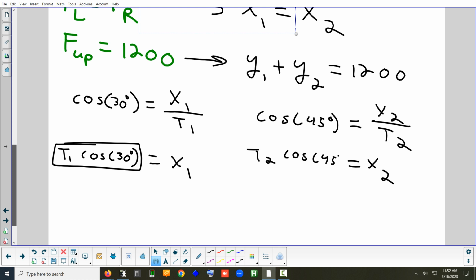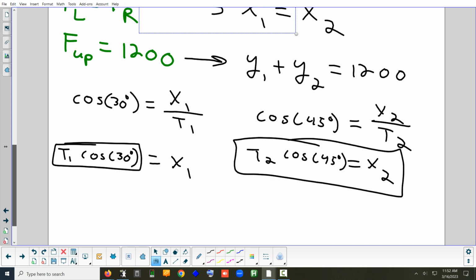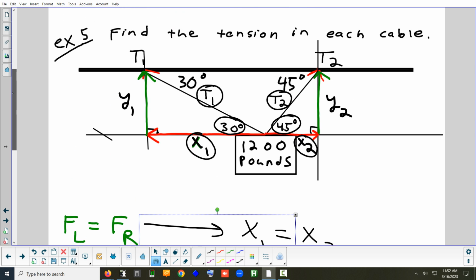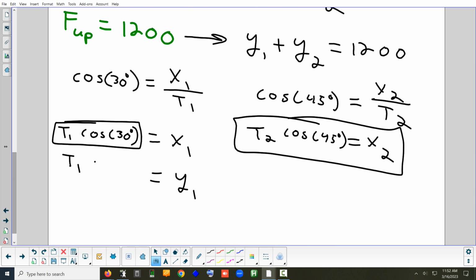Yeah. So the pattern is the horizontal is always hypotenuse cosine angle, and the vertical is always hypotenuse sine angle, without going through the whole thing. So Y1 is going to be T1 sine 30 degrees. So now we have that. And what about Y2?